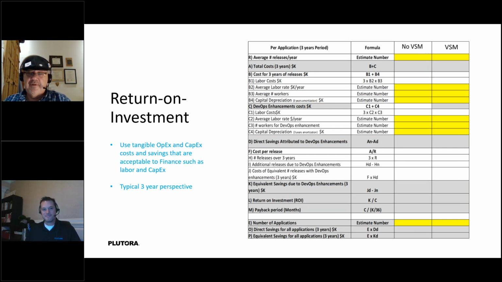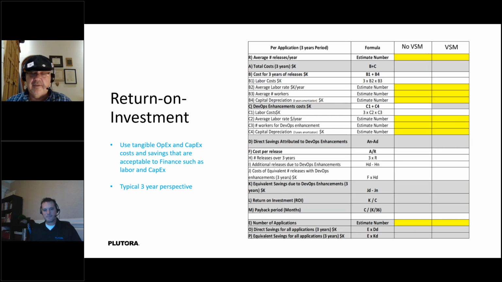What I found most credible in these types of projects is the with and without picture. If you didn't have the solution versus if you have the solution, and look at things that are very tangible. Typically, finance is looking at a return on investment period that is more than just the time of the project. It's over a period of, let's say, 3 years. You need to find out, what is that number? What is their horizon for projects typically? Is it 3 years, 2 years, 18 months? Whatever it is, make sure you understand what that is.